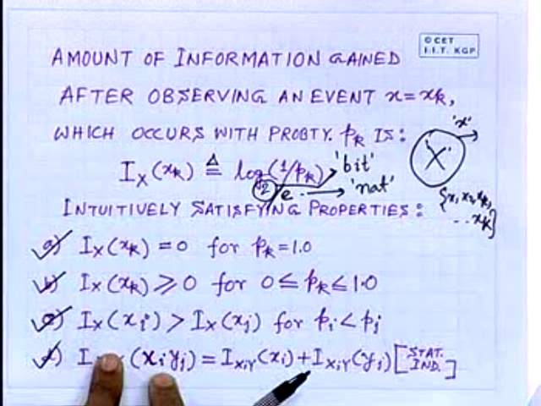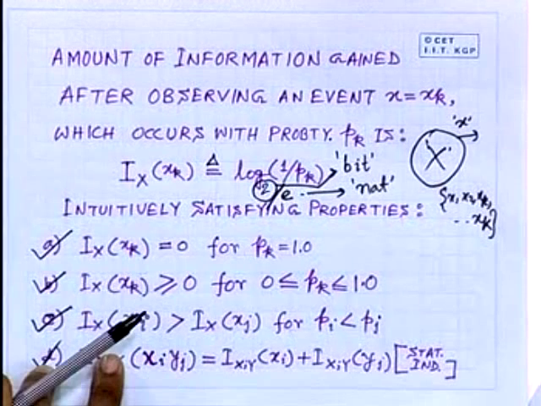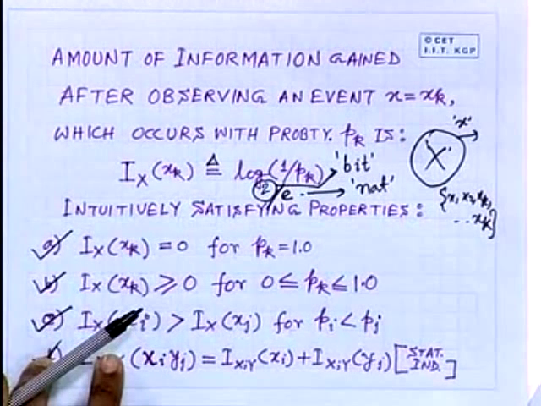So my event was not x equal to xi nor y equal to yj nor or etc. It is x equal to xi from experiment x, and y equal to yj from experiment y, and my event is that it has occurred in both the experiments. So this joint event probability and its corresponding associated information was talked about.